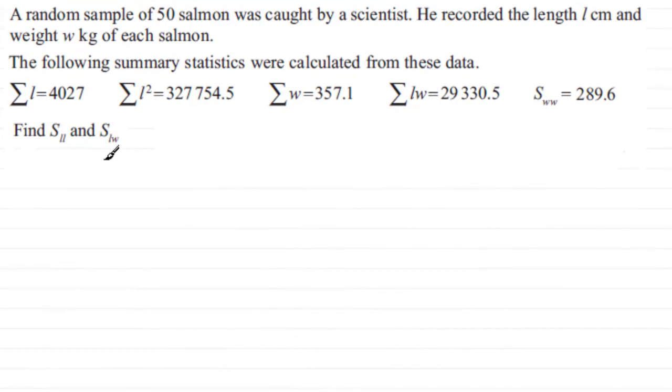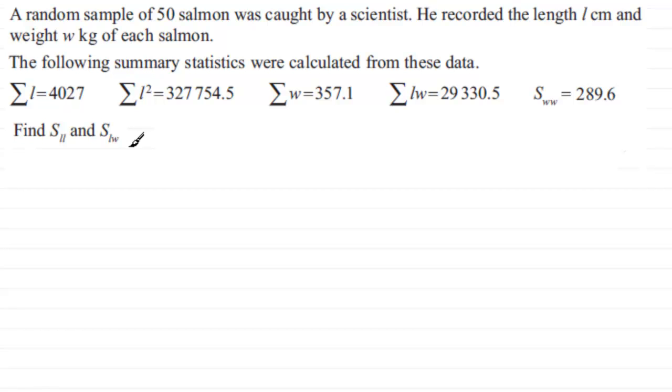Now for this question then, we're given that a random sample of 50 salmon was caught by a scientist, and he recorded the length L centimetres and the weight W kilograms of each salmon. And we're given the following summary statistics. They were calculated from the data, and we got them here. The sum of L squared, sum of W, sum of LW, and we're also given SWW. And what we've got to do then is find SLL and SLW.